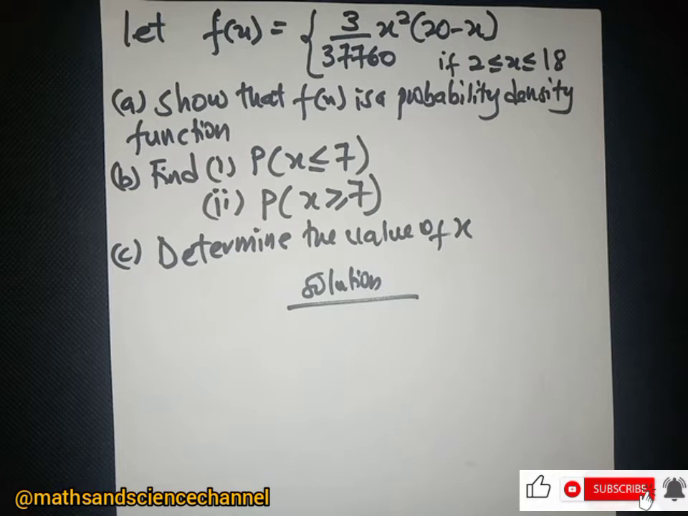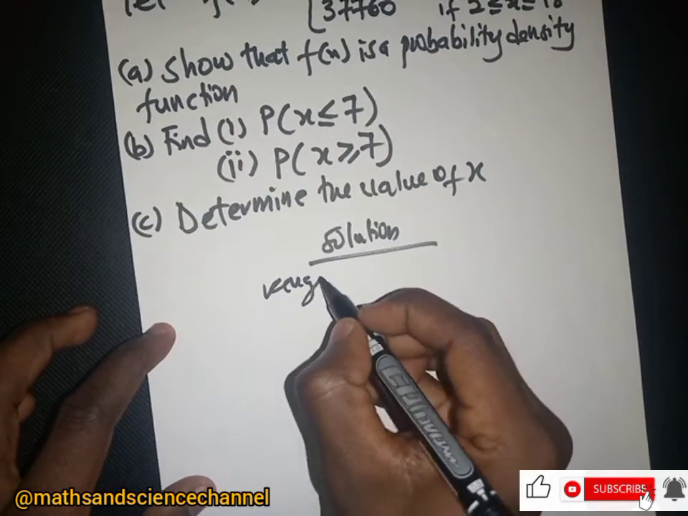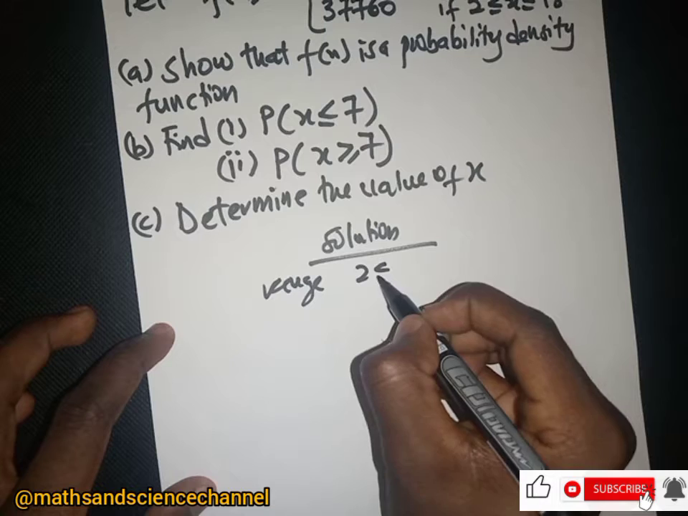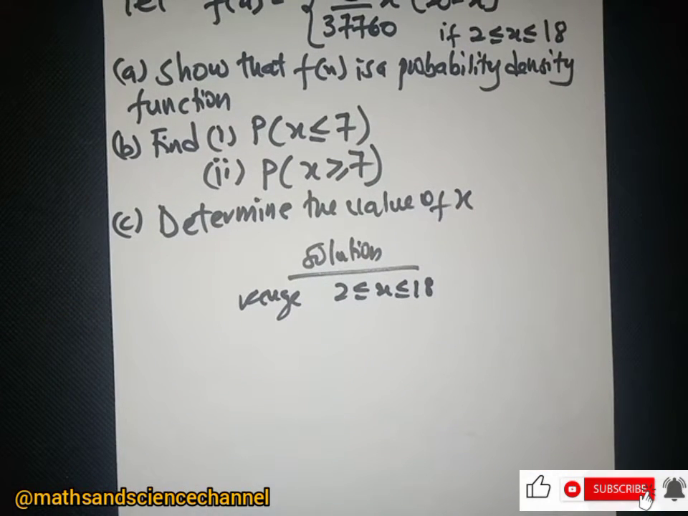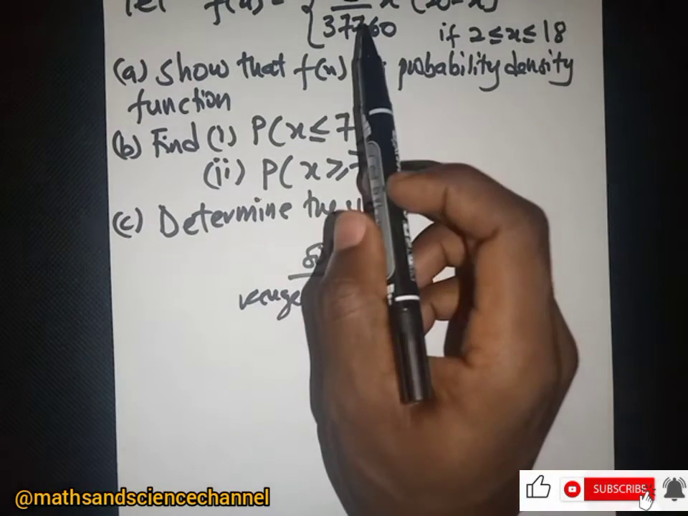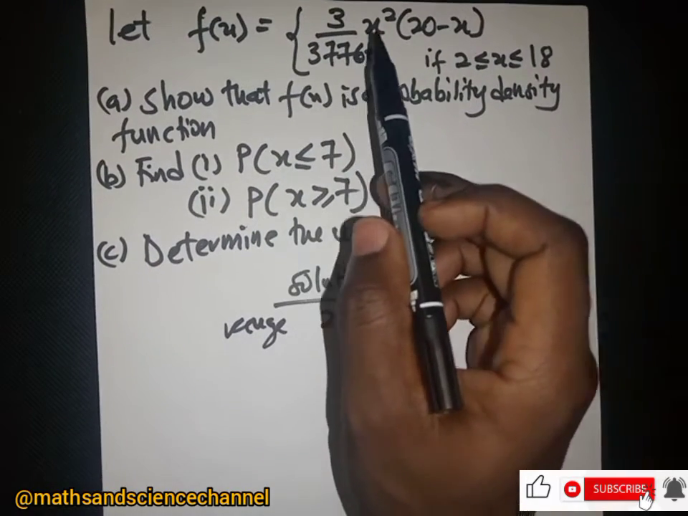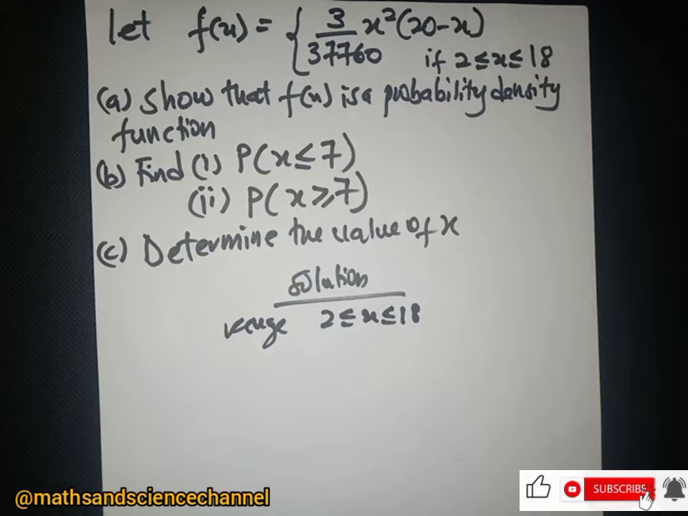Now before we solve this, one thing that you should know is that we are given the range to be 2 to 18. But one thing you should know is that the function you see over here is positive, and it will be 0 everywhere else, and so the first condition is therefore satisfied.